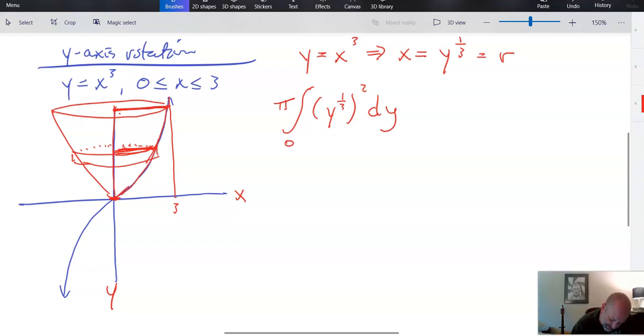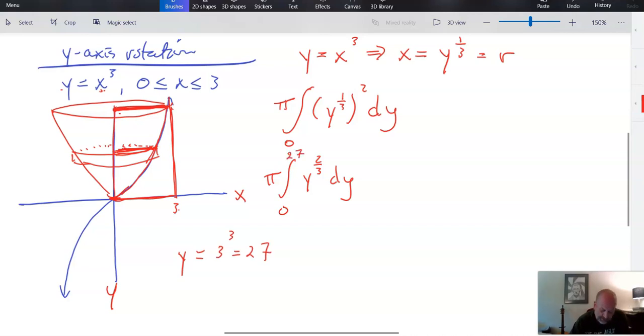Now if I go ahead and multiply this in, this is y to the 2/3 dy. And we still need the upper limit of integration here. We're going to be integrating from y equals 0 up to whatever this function value is. If I plug 3 in here, I can figure out what y is. If I make x 3, y is 27. So y is equal to 3 cubed, which is 27. That's my upper limit. So I'm doing the integral from 0 to 27 of y to the 2/3. That's really what I'm looking at.